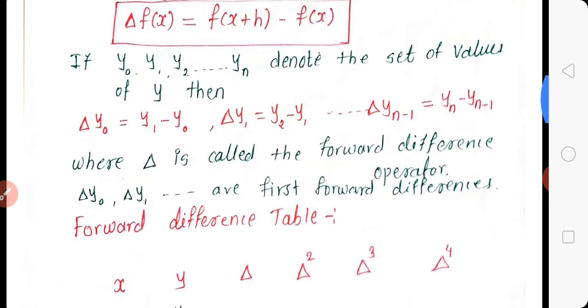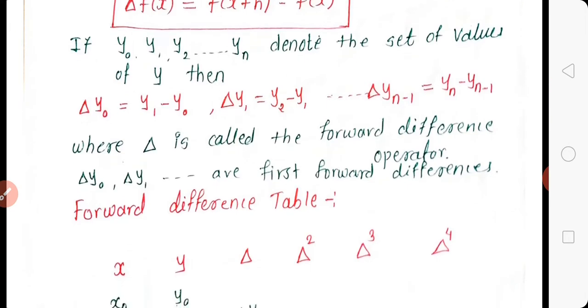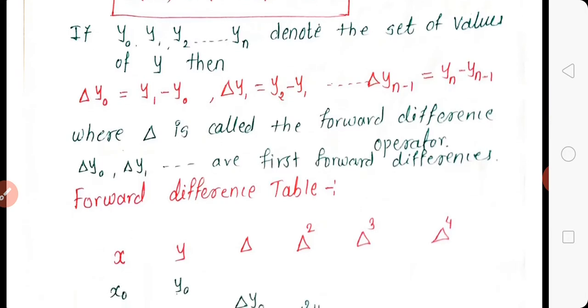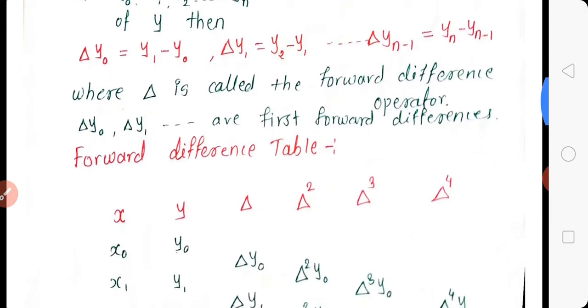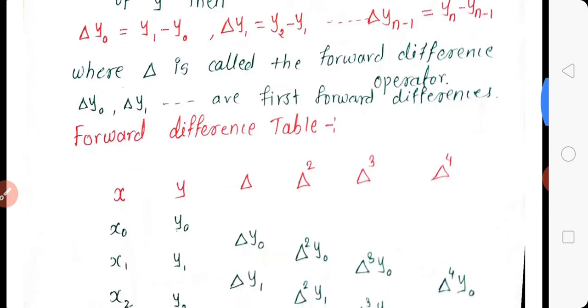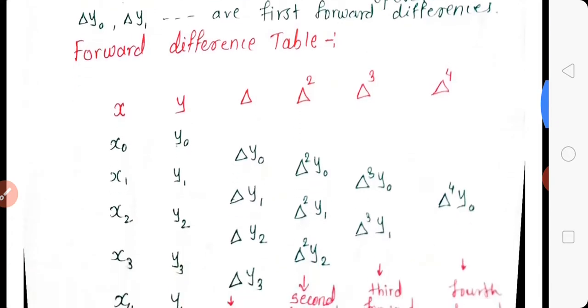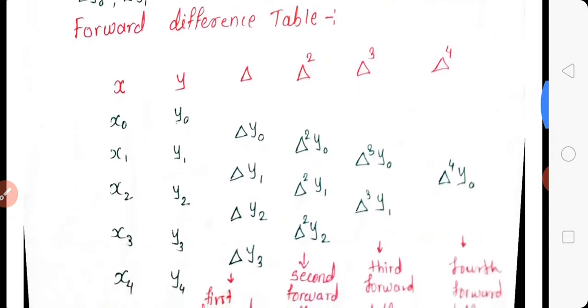Here we can calculate the value of delta function of any function. For this, first we consider one greater value of the function minus the value of the function. This gives the value of the delta function, that is the forward difference operator. Here delta is called the forward difference operator, and delta y0, delta y1 and so on are the first forward differences. Now we see the table for forward differences of order first, second, third, up to the next.